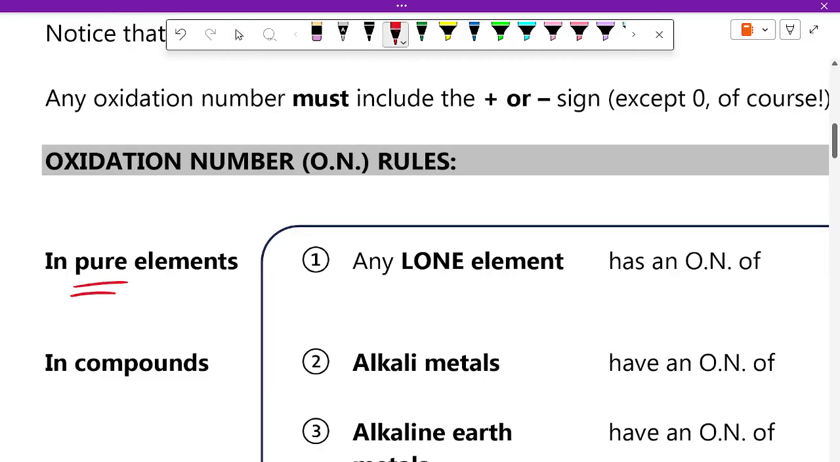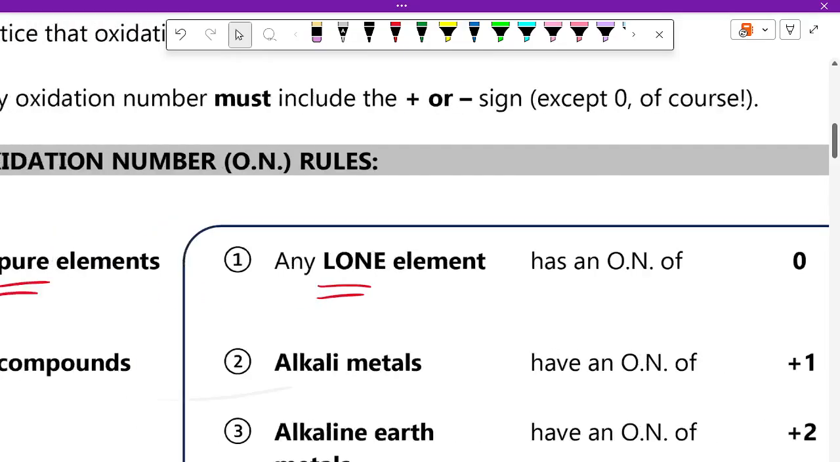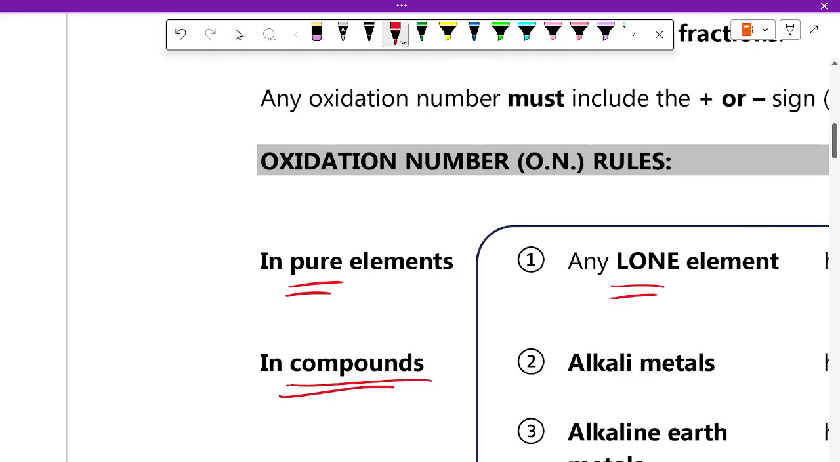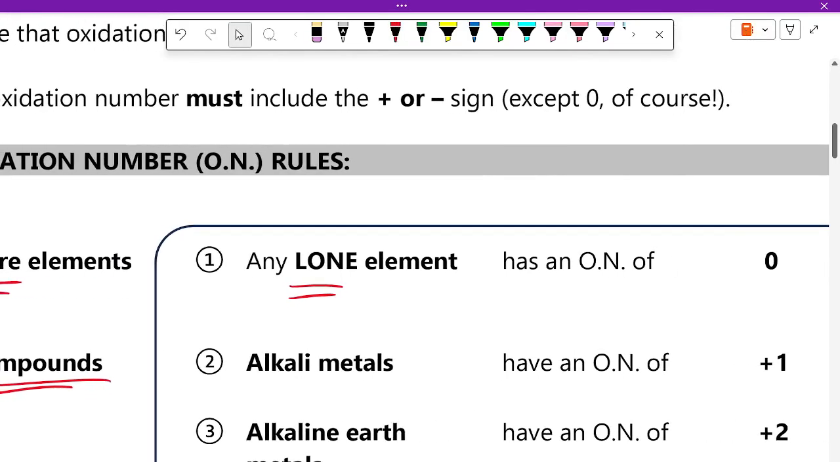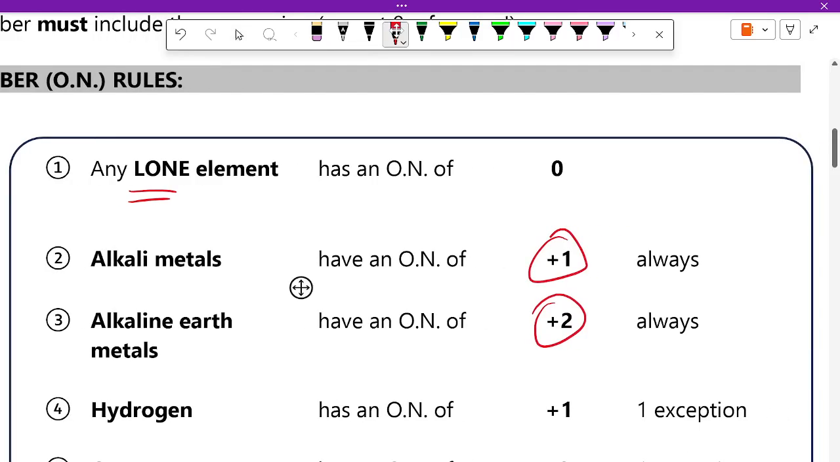Any pure element, so any lone element, has an oxidation number of 0. Alkali metals, so these are in compounds. Obviously, if it's a lone element, it would be 0. But if we are in a compound, an alkali ion will always have an oxidation number of plus 1. Does that seem familiar to you? That's its charge. Alkaline earth metals will have an oxidation number of plus 2 because that is its charge.